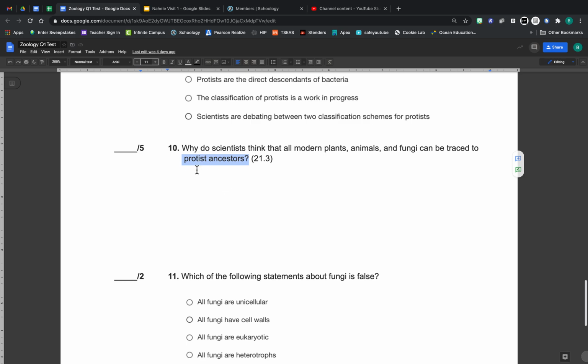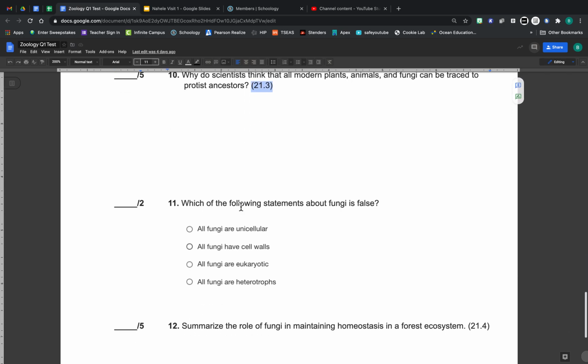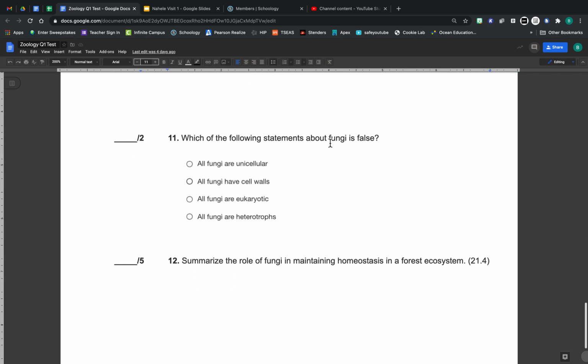Not just that, oh, we think that they're related, because this question is asking you why do we think they're related? So what I'm really grading you for here is the why, okay? So make sure that you're including the evidence, and go back to 21.3 and find that evidence in there. Which of the statements is false about fungi? Well, they're not all unicellular, so this is the correct answer.